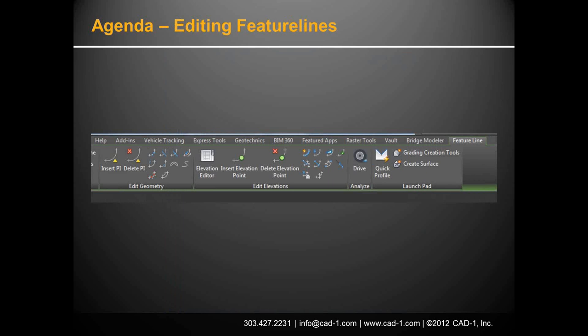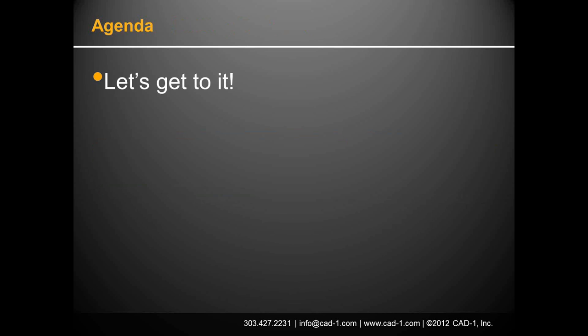And I know some folks think this is kind of a backwards way of doing it. You add the feature lines to the surface and then you edit them. But remember, this is Civil 3D. We've got a whole new way of doing things in Civil 3D. So, how about we get to it?